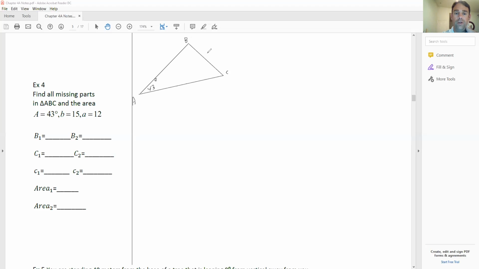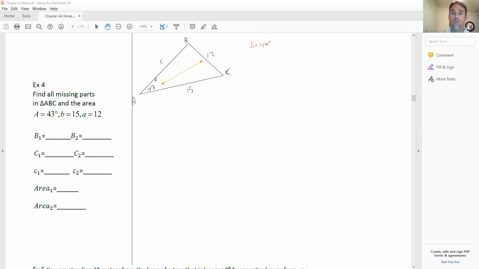So 43 degrees, A is 12. Uh-oh, it's given two sides. I was given the angle opposite one of those sides, and it was acute. There's two. So already we have two of our categories here for being ambiguous. So what we have to do is figure out then, is this actually the ambiguous case or not? So let's figure it out.